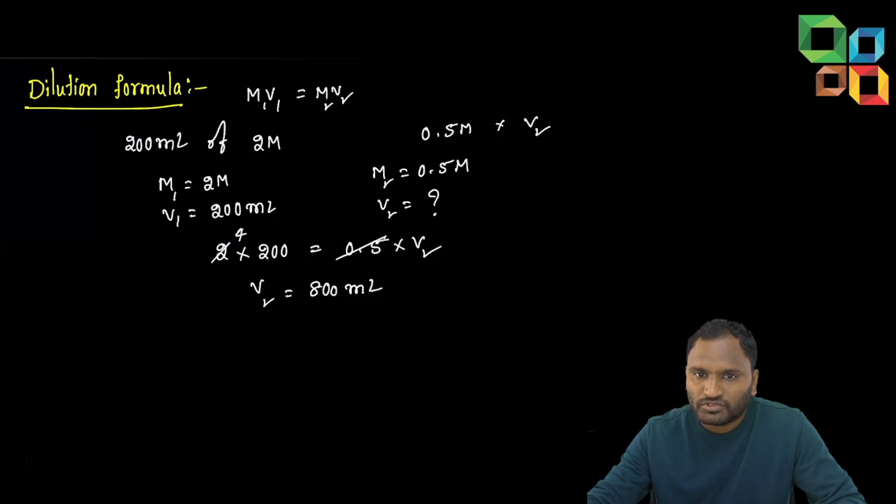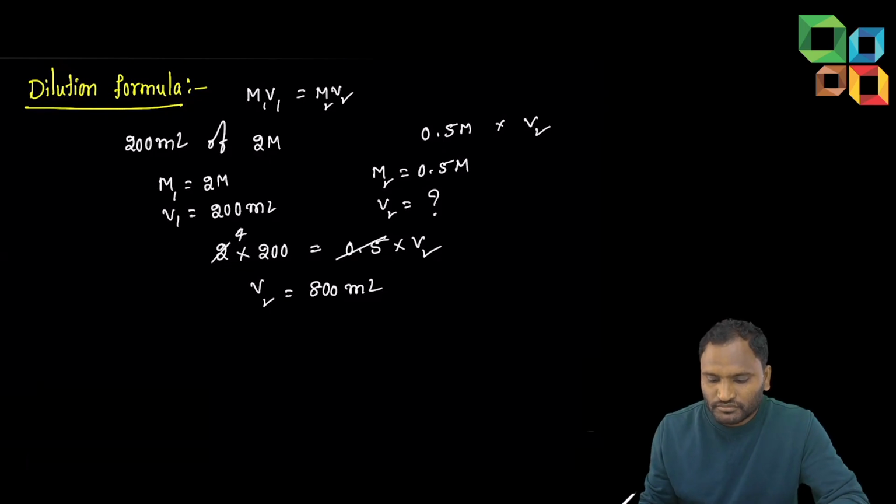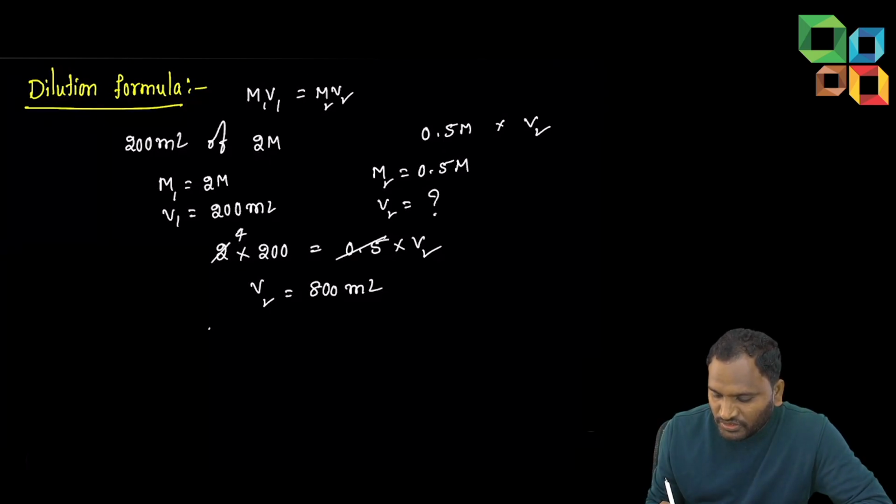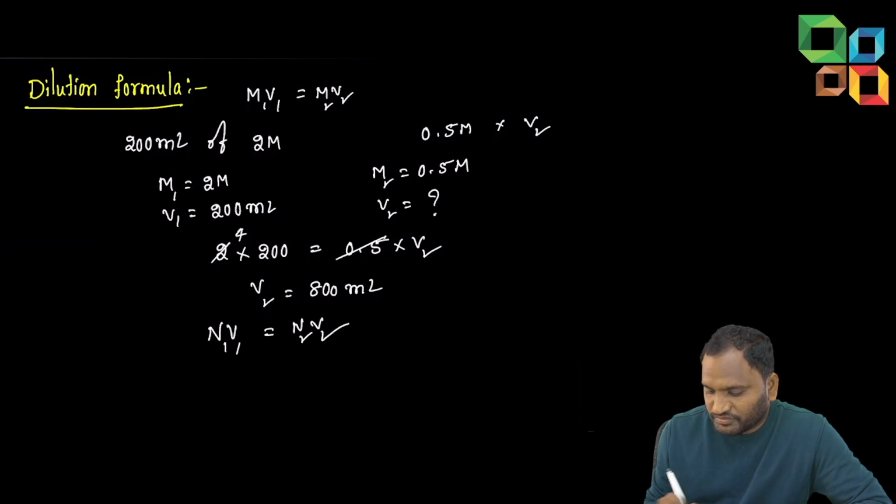Now to make the volume 800 ml, to dilute from 2 molar to 0.5 molar, the concentration decreased 4 times, right, students? 1 by 4 times. So the volume you have to increase by 4 times, since concentration is inversely proportional to volume. Same thing we can use in terms of normality also.